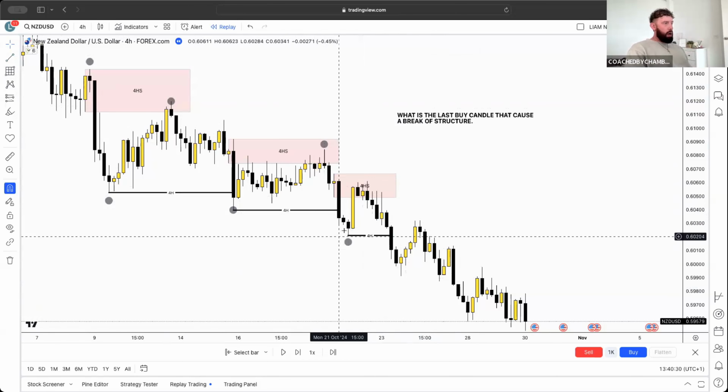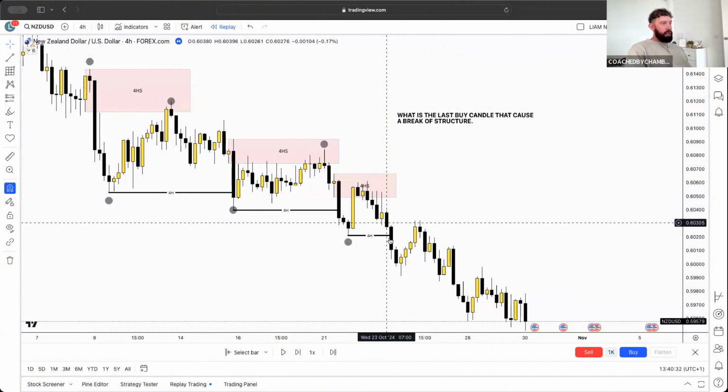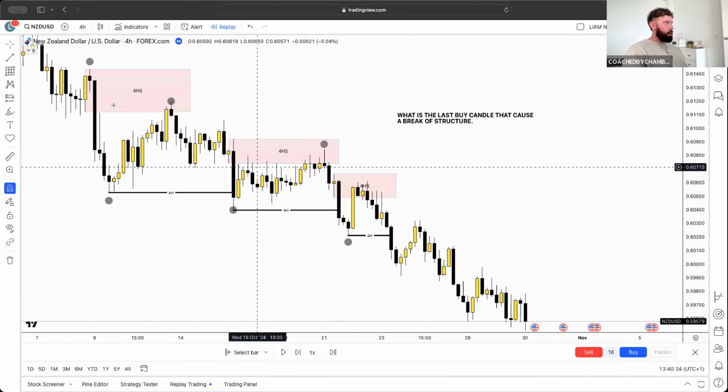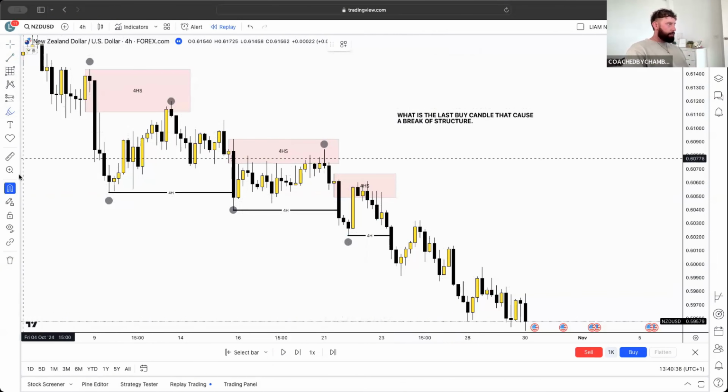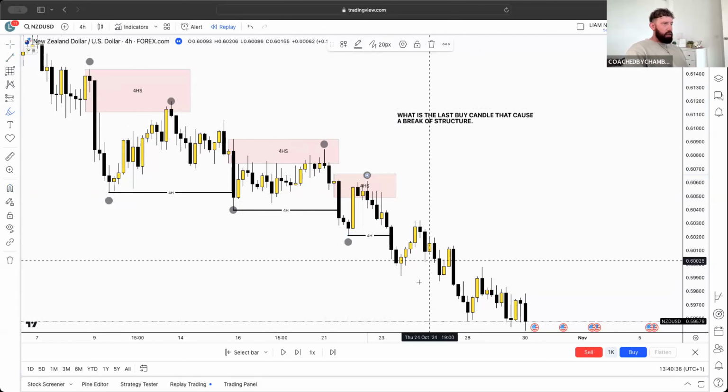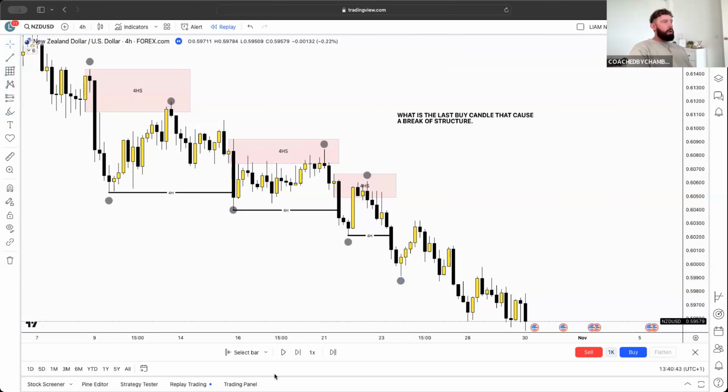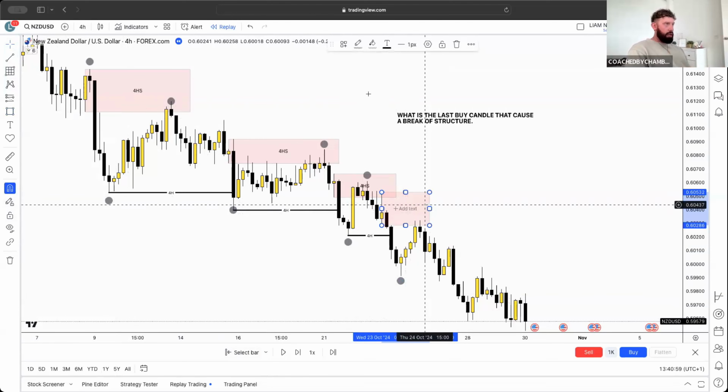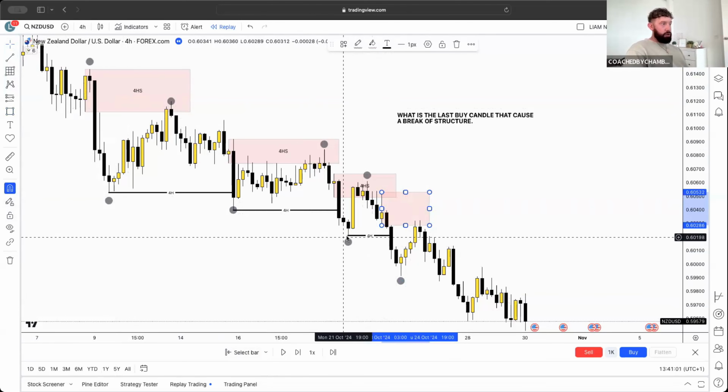Now look at this. As you can see, we pull back, and then we broke a new lower low. So our new range is from this high to this lower low. Now, the first thing I want to do is, okay, what is my last buy candle before we broke a lower low? From me saying it, can you identify this? I'm pretty sure now you're getting the gist. Yes, this last buy candle is what caused this break of structure.